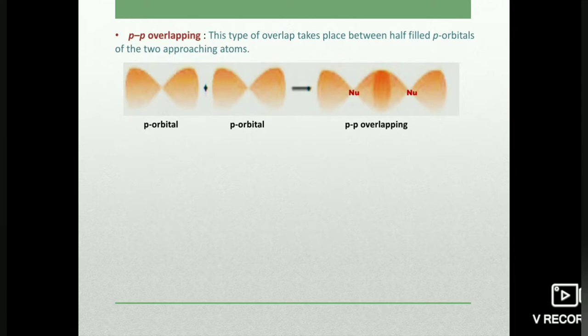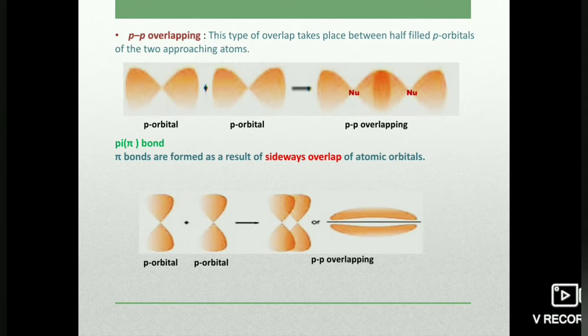Next is the pi bond. Pi bonds are formed as a result of sideways overlap. Sigma bonds are formed as a result of end-to-end or head-on overlap, but pi bonds are formed as a result of sideways overlap. So what is sideways overlap? You can compare these two pictures and easily know the difference between a sigma bond and a pi bond. See, here the sideways overlap of p orbitals has taken place.